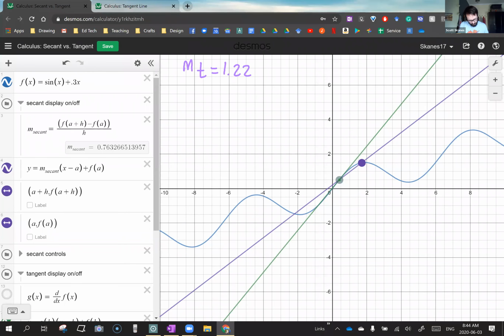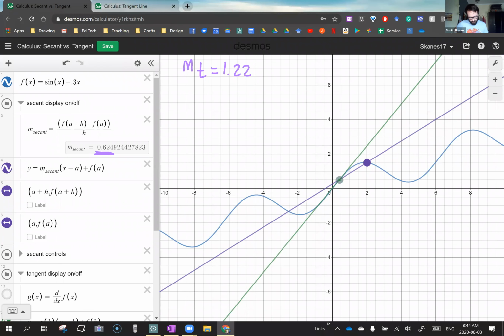The slope, look over here. The slope of the secant line right now, at this exact moment, can change depending on where the point is. Right now, the slope is very small because of the 2 points. As I get closer and closer and closer to the tangent line, it's going to get closer and closer and closer to 1.22.